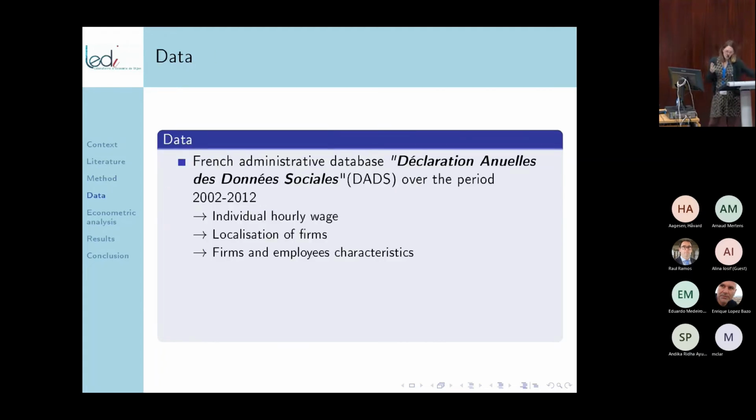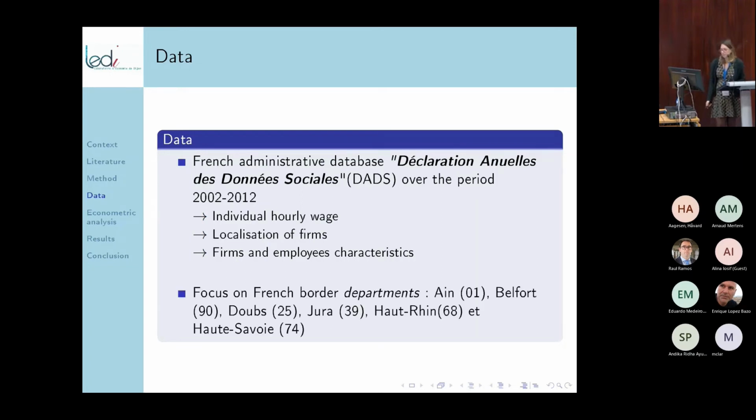To analyze the effect of the full implementation of the AFMP on wages, I use a French administrative database called Déclaration annuelle des données sociales over the 2002 to 2012 period. This database gives me key information on my dependent variables, such as individual hourly wages, but also the location of the firm at a really local level, and firm and employee characteristics to have robust estimates of the reform effects. I focus on all French border departments at the border with Switzerland: Ain, Belfort, Doubs, Jura, Haut-Rhin, and Haute-Savoie.